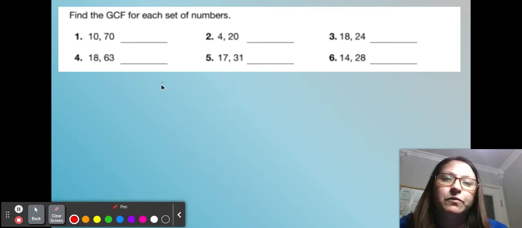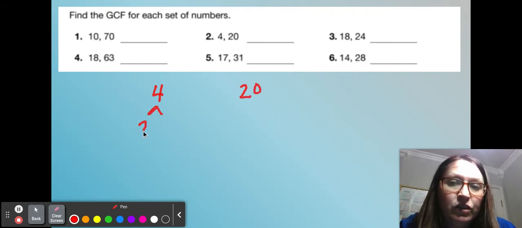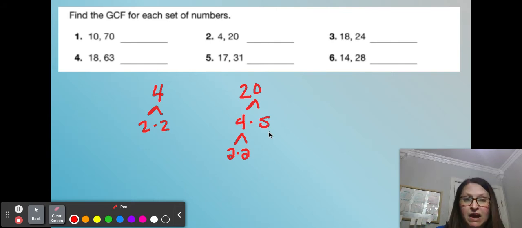Let's do another one. Let's do 4 and 20. So I've got 4 and I've got 20. 4 is 2 times 2, and 20 is 4 times 5. 4 is 2 times 2. And now I have all prime factors.